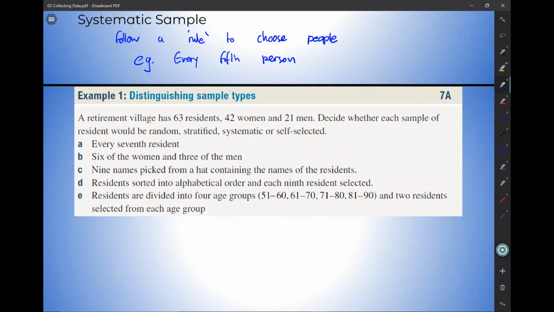Let's look at an example here of identifying the different sample types. There's a retirement village here that has 63 residents. 42 of them are women, 21 of them are men. If we took a sample of every 7th resident, that would be systematic. We have a rule in place that we're choosing every 7th person, and we're following that rule. That's a systematic sample.